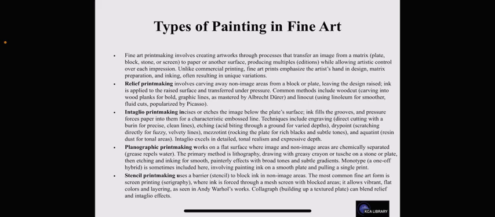We also have planographic printmaking, which works on a flat surface where image and non-image areas are chemically separated. The primary method is lithography, drawing with greasy crayon or tusche on a stone or a plate, then etching and inking for smooth, painterly effects with broad tones and subtle gradients. Monotype is sometimes included here, which involves painting ink on a smooth plate and pulling a single print.